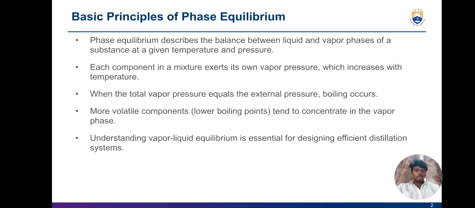Now we are going to learn the basic principles of phase equilibrium. Phase equilibrium describes the balance between liquid and vapor phases of a substance at a given temperature and pressure. Each component in a mixture exerts its own vapor pressure, which increases with temperature. When the total vapor pressure equals the external pressure, boiling occurs. More volatile components, with lower boiling points, tend to concentrate in the vapor phase. Understanding vapor-liquid equilibrium is essential for designing efficient distillation systems.